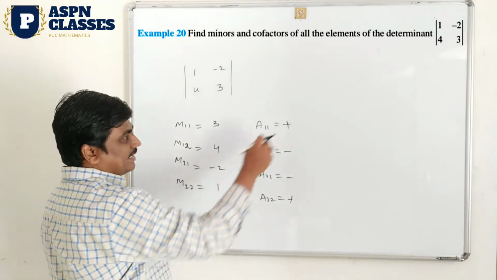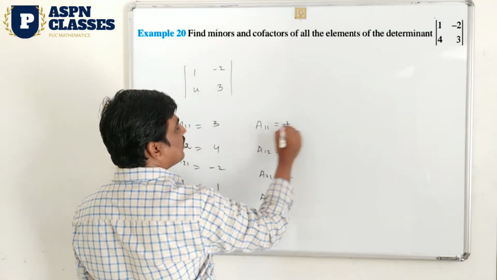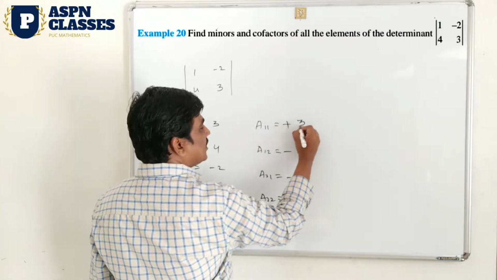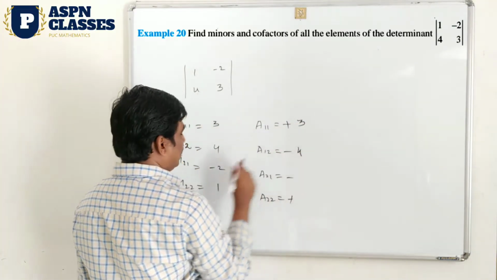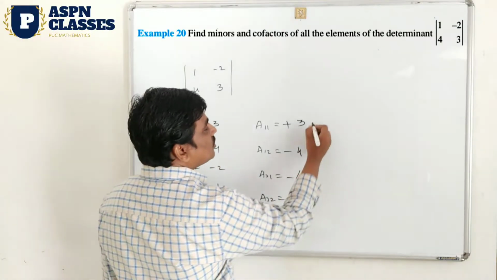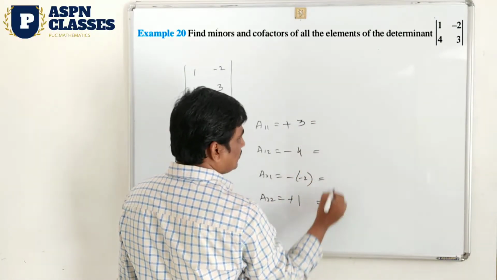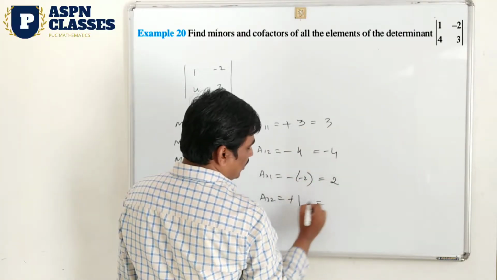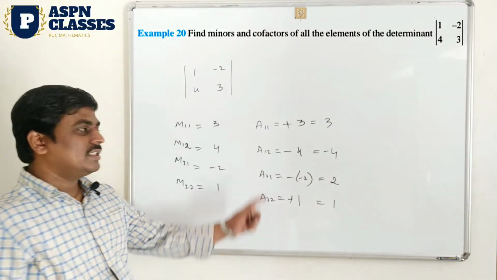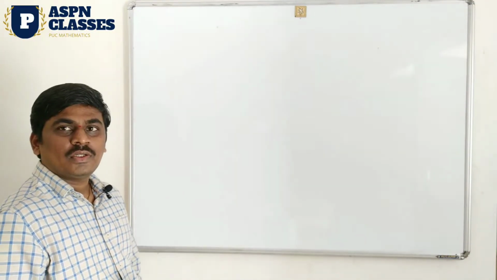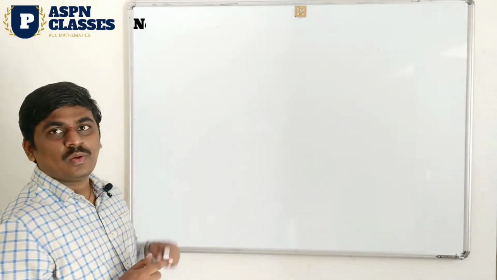Then you have to write it here as it is. What are the results? The M11 result, the minor, you have to multiply. It is 3, so write it here 3. And this is 4, write 4. And here minus 2, write minus 2. And this is 1. So you may also write it here plus 3, minus 4, minus of minus is plus 2, and this is plus 1. So these are the cofactor elements. Now it is clear?